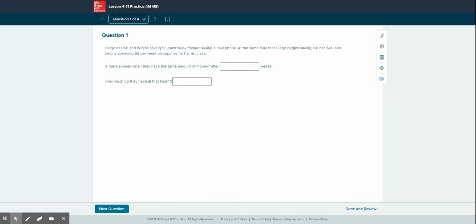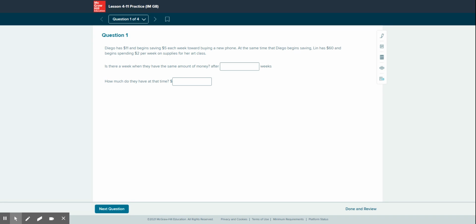Add the 2X to both sides. I'm just going to go really quick through this. Hopefully we're doing these using the property of equality to be able to find out that after the division property, X is equal to 7. So we know after 7 weeks, they have the same amount of money.